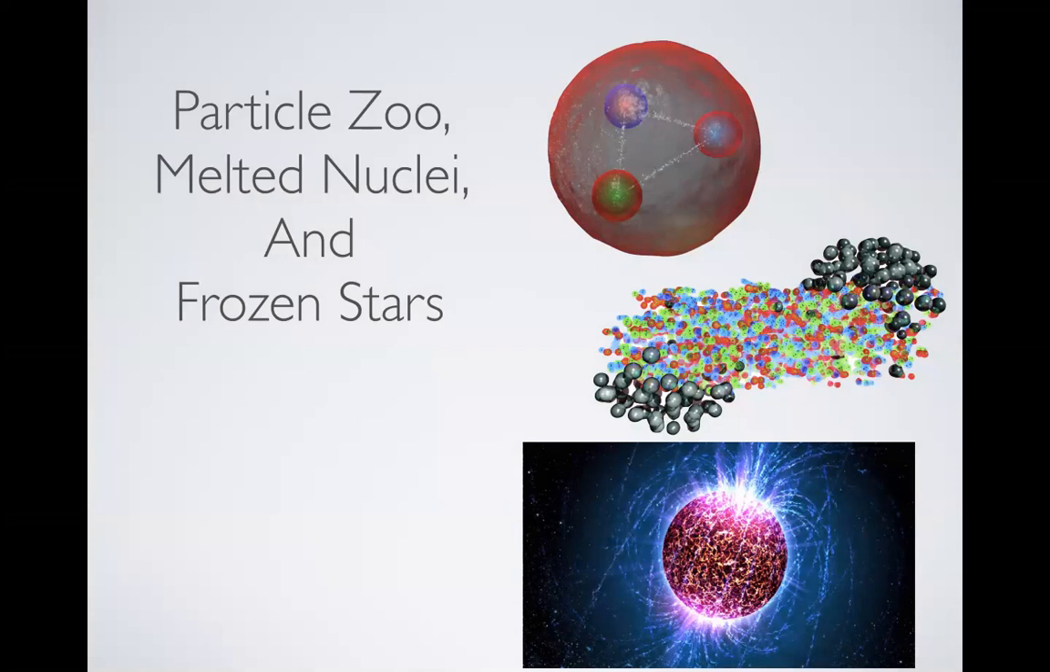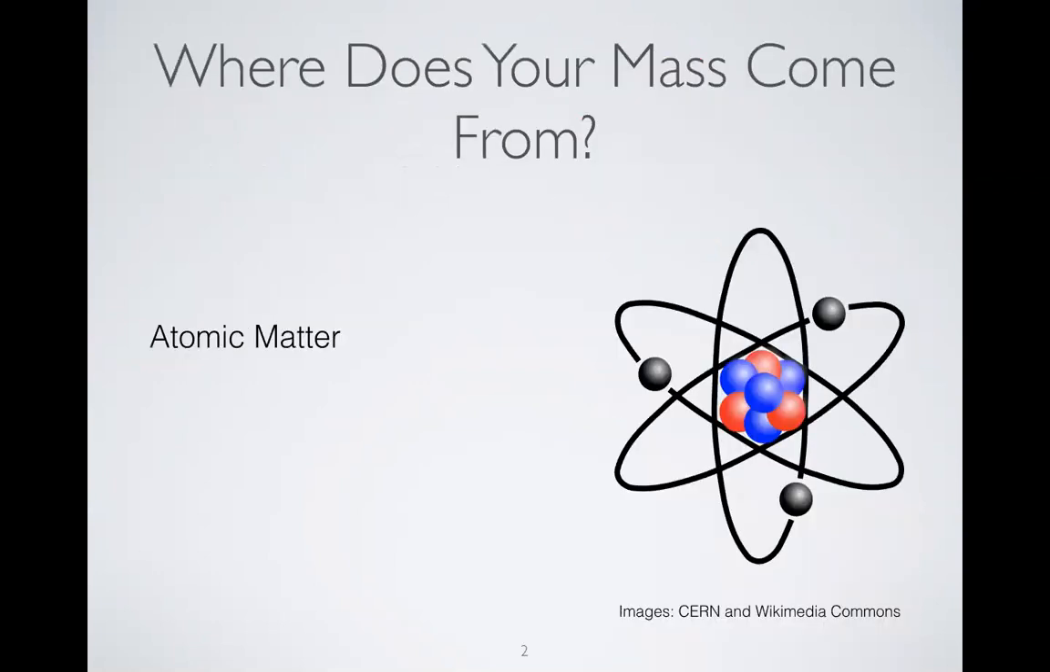That I gave at Butler in the fall. I was trying to think of how to combine all of this unusual nuclear physics stuff that even most physicists don't spend any time thinking about into a single title. So I ended up lumping it in as particle zoo, which we've talked about a bit, all these different types of bound states of quarks and gluons. Melted nuclei, which is the area that I do research in, and then frozen stars, which is a poetic name for neutron stars and other related possible objects.